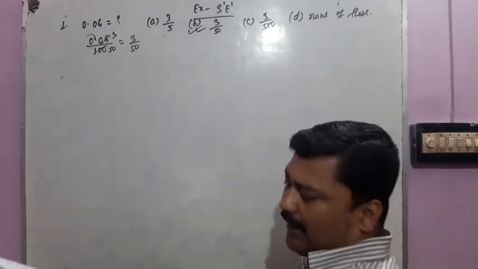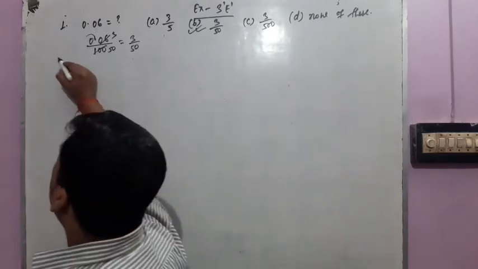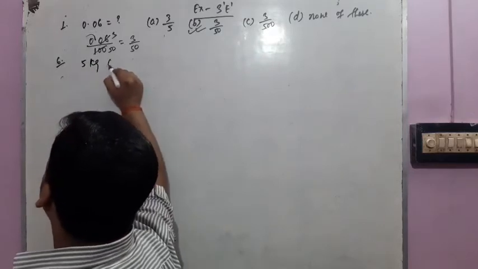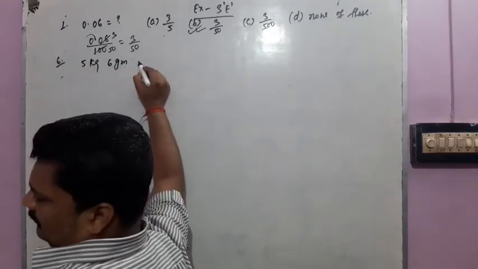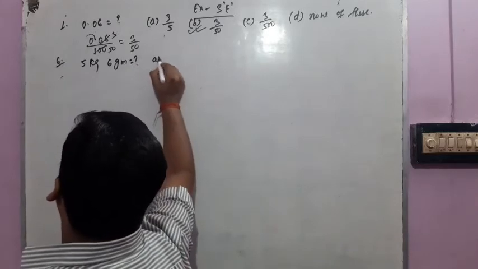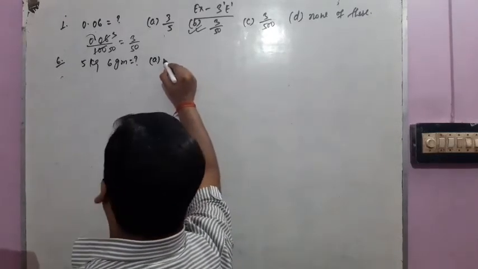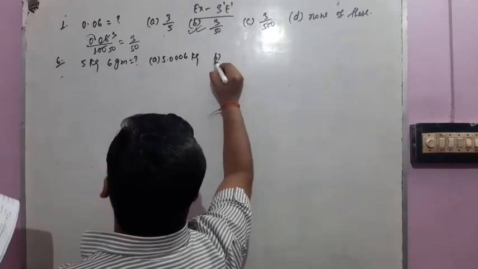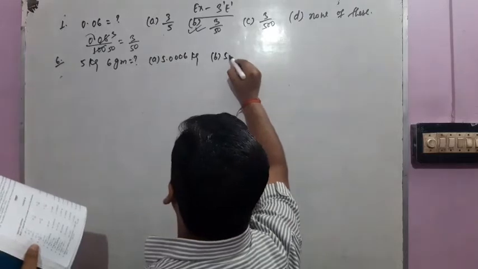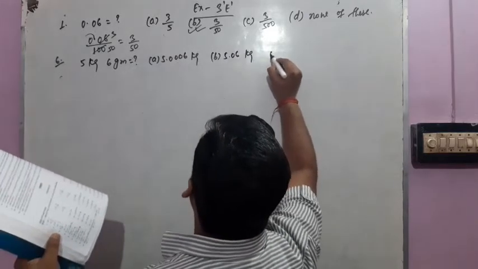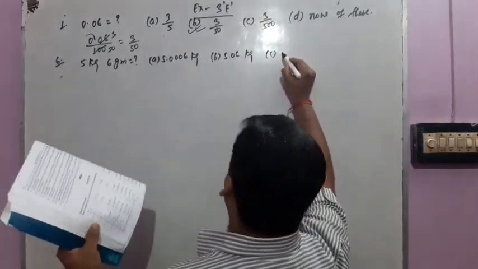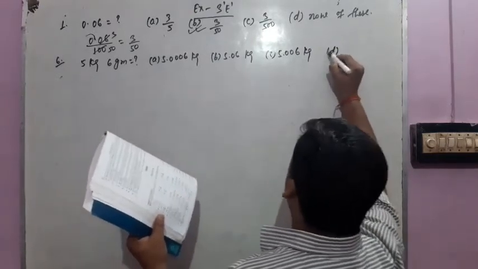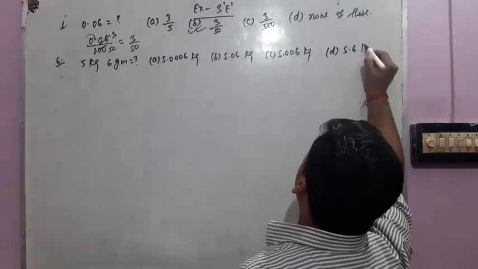Now question numbers 4, 5 and 6 are all the same, so we will solve question number 6. In question number 6, 5 kg 6 gram is equal to what? And the options are: A, 5.0006 kg; option B, 5.06 kg; option C, 5.006 kg; and option D, 5.6 kg.